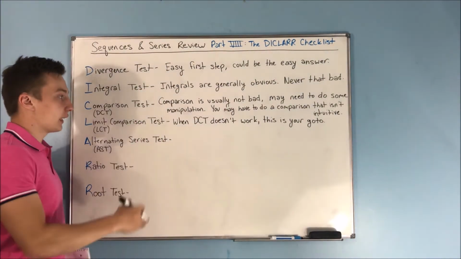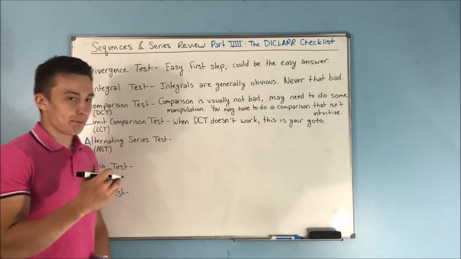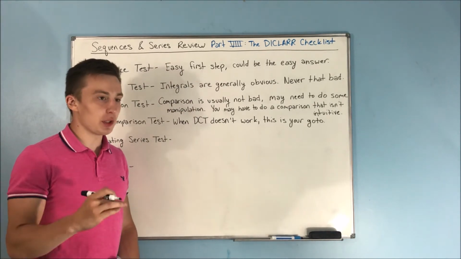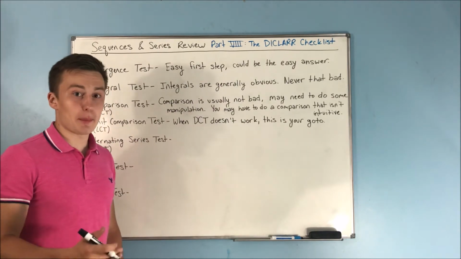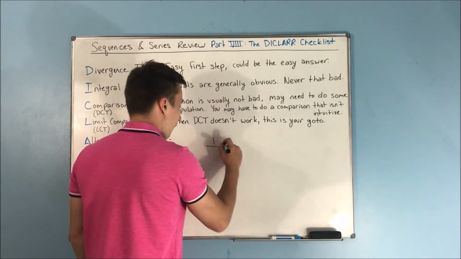Now for the limit comparison test, when you have your direct comparison test not working, this is definitely your go-to. This is what you want to do. Don't just give up on the comparison. Try a limit comparison test. It's another way to work with that comparison.